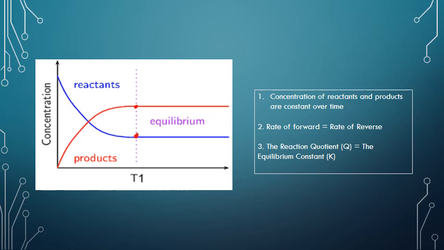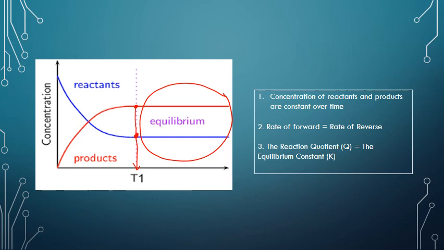So pada masa T1 ni, as you can see here, kedua-dua rate sekarang, concentration of product dia terus maintain, concentration of the reactant pun maintain. So saat ini sebenarnya mereka telah mencapai dynamic equilibrium. So ada equilibrium di situ.